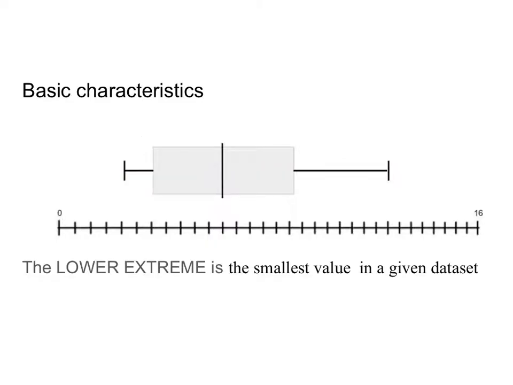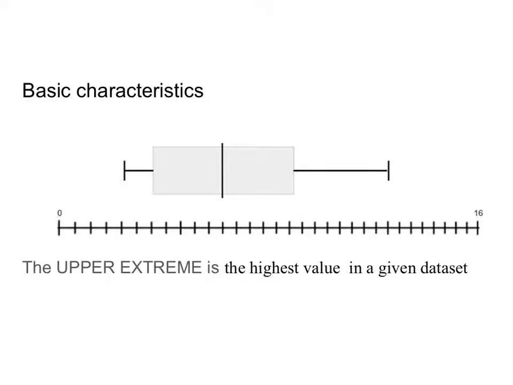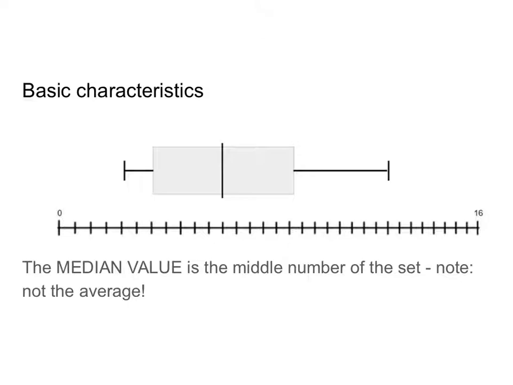Let's start with the lower extreme. The lower extreme is the smallest value in a given data set. The upper extreme is the highest value in a given data set. The median value is the middle number of the data set. Please note, this is not necessarily the average of the data set. It's just the number in the middle, the physical middle of the data set.